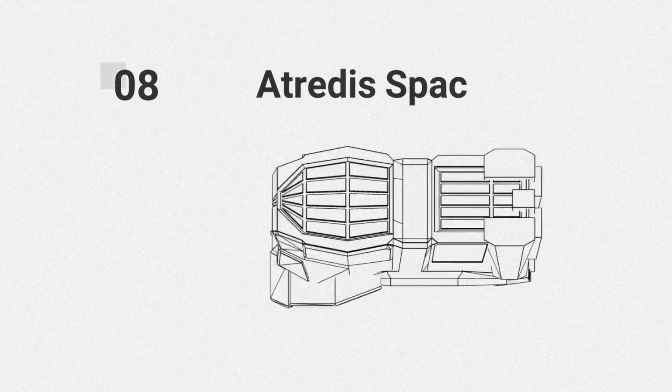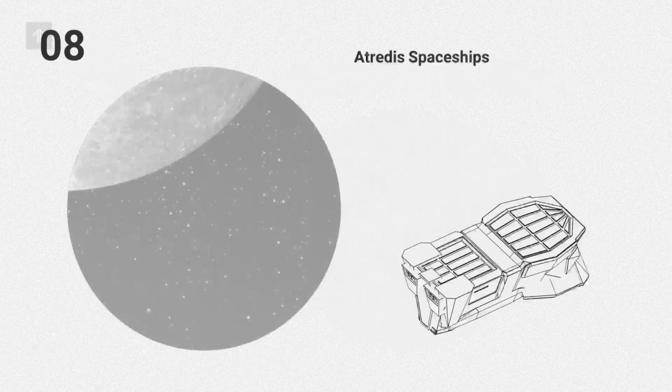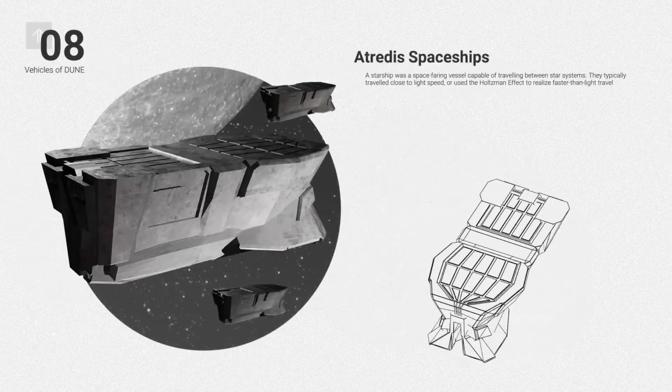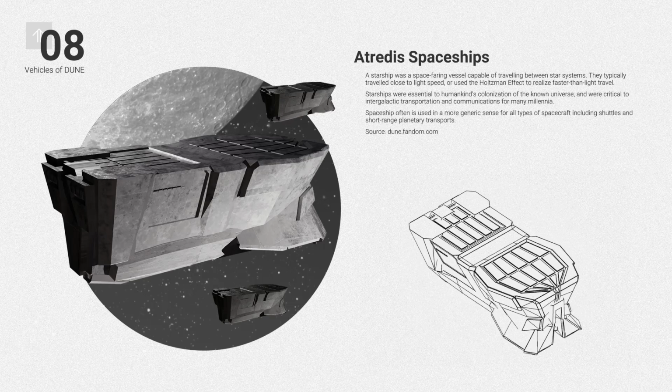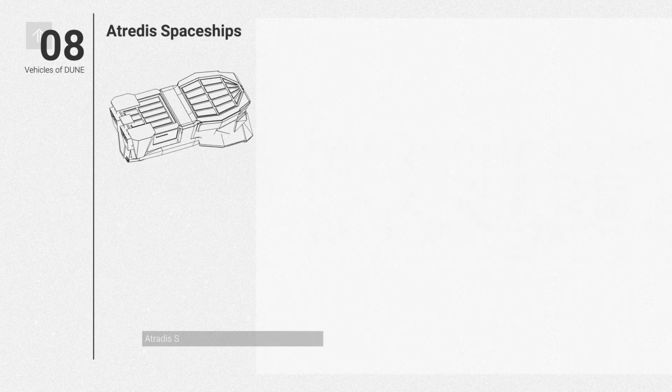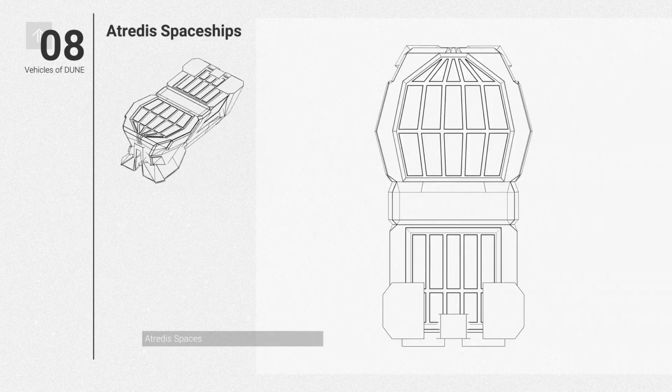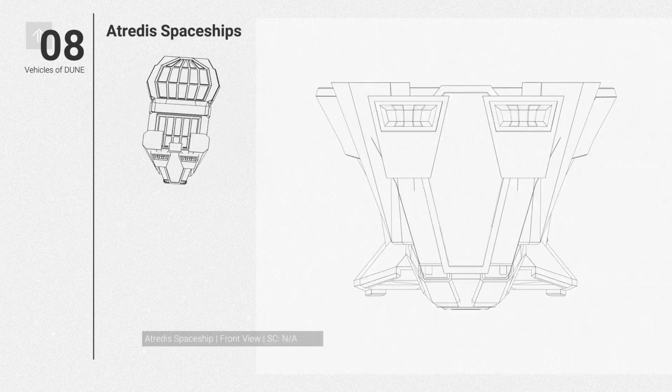8. Atreides interstellar spaceships. These enormous vessels transport entire fleets across the galaxy. Unlike the typical round shapes of other interstellar vehicles in the film, these ships are designed to resemble the V-shaped Atreides emblem displayed on their flags.